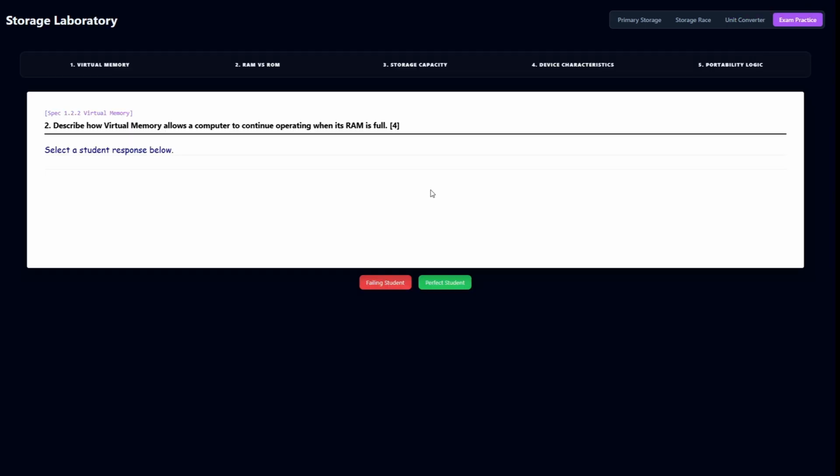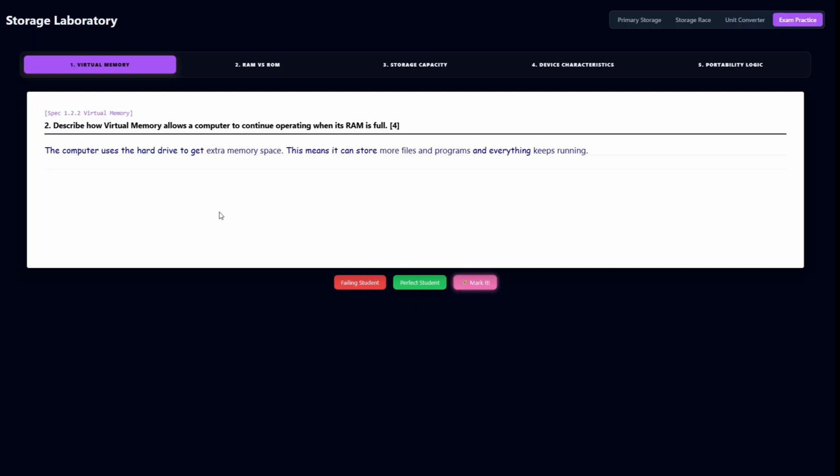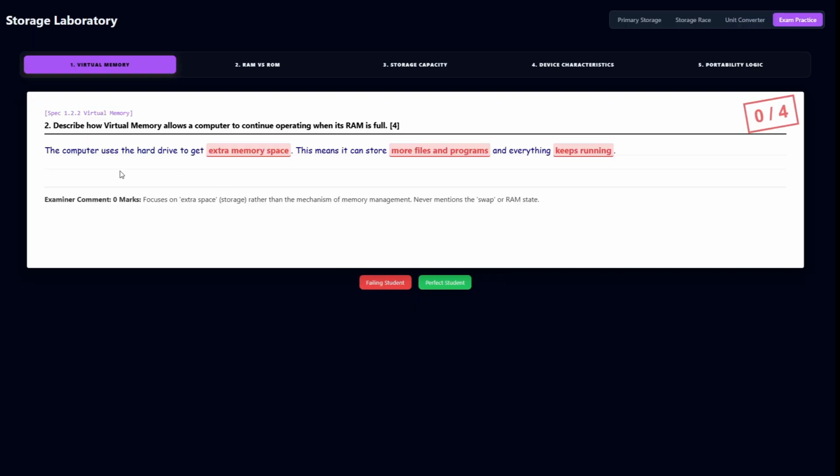Now some exam questions. Let's look at virtual memory. Describe how virtual memory allows a computer to continue operating when the RAM is full. Let's look at a low mark student answer. So this student got 0 marks.